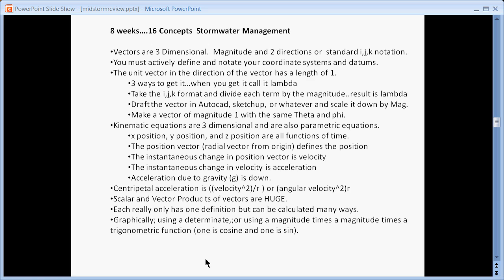You can, however, solve them graphically. You can use the determinant for the cross product, or you can use a magnitude times a trigonometric function. Cosine being what it is for the dot product, and sine being what it is for the cross product, with the dot product giving us a scalar and the cross product giving us a vector whose direction is defined by the right-hand rule, or in fact out of the plane defined by the two vectors.